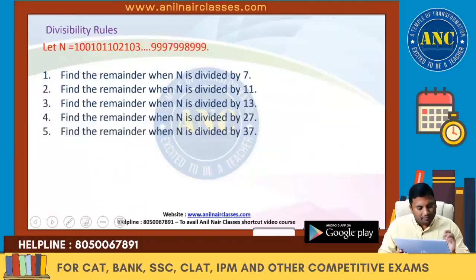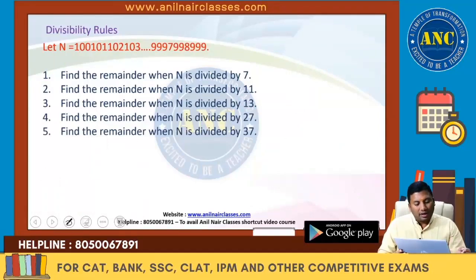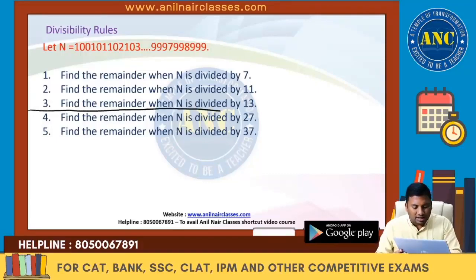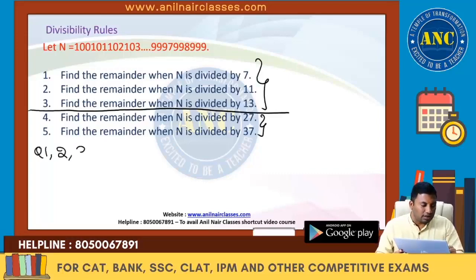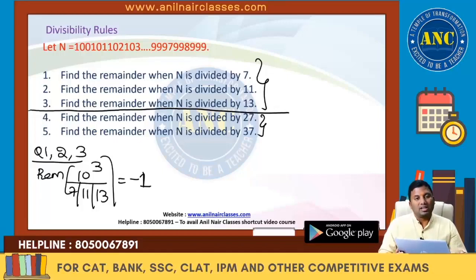First question, it is clear. Second one: find the remainder when n is divided by 7, 11, 13. Now I'll put a slash here. These three use one concept. Question 1, 2, 3 is nothing but what is the concept that we are using? 10 cube divided by 7 or 11 or 13 is nothing but minus 1.